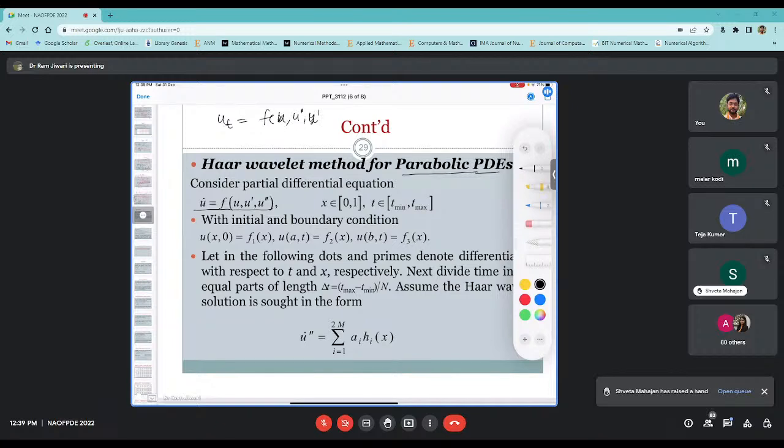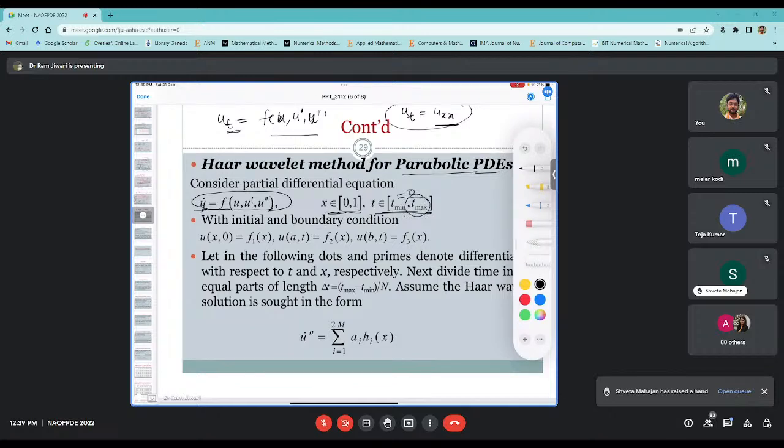For a simple example, I'm saying u_t is equal to u_xx. This is the heat equation, which is a particular form of this one. I use the notation dot to denote the partial derivative with respect to t, and dash to denote the partial derivative with respect to x. Here x belongs to this interval and t belongs to t minimum and t maximum. Initially t is always 0, and t maximum depends upon your problem.